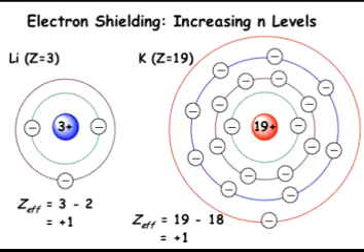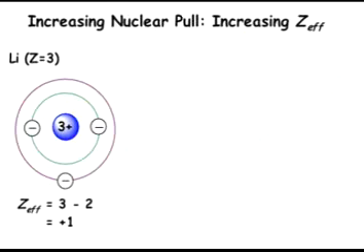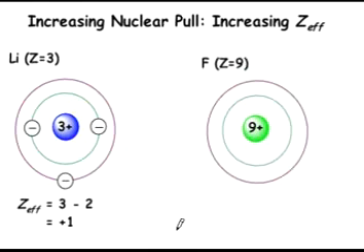Now let's see what happens as we go from left to right in the periodic table. We've already talked about lithium and it having an effective nuclear charge of +1. If we march across the periodic table to fluorine, which has an atomic number of 9, there are again two n levels. N equals 1 considers the core electrons. And again, like lithium, there are two of them.